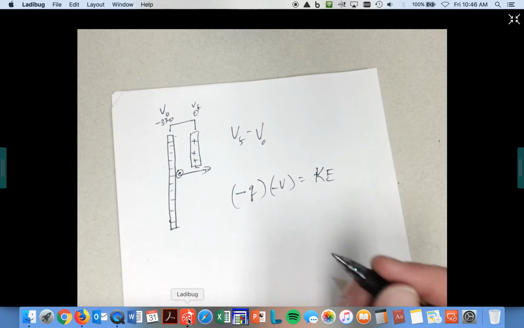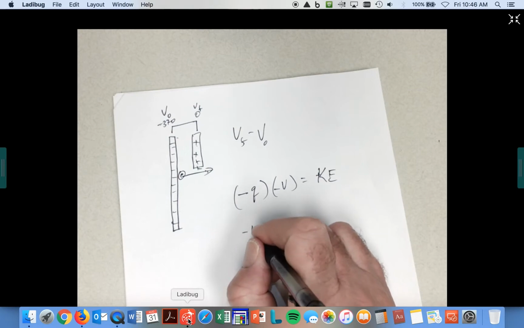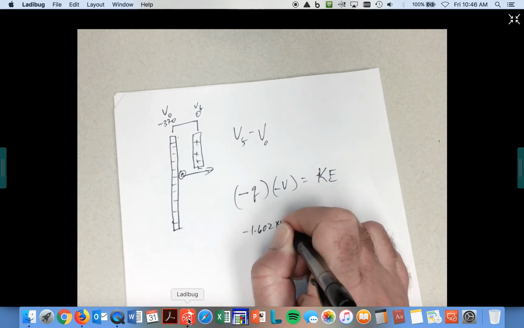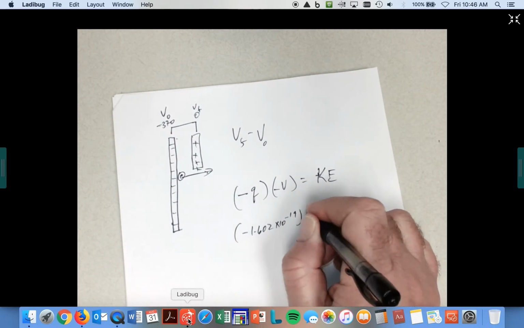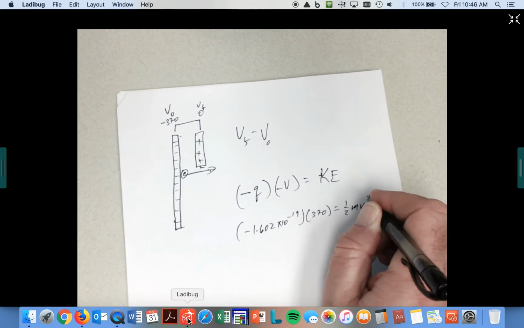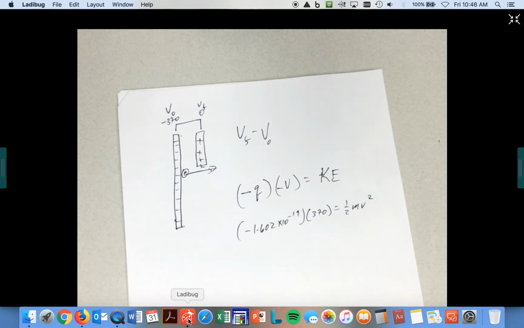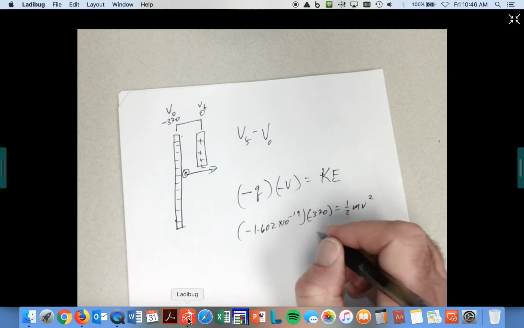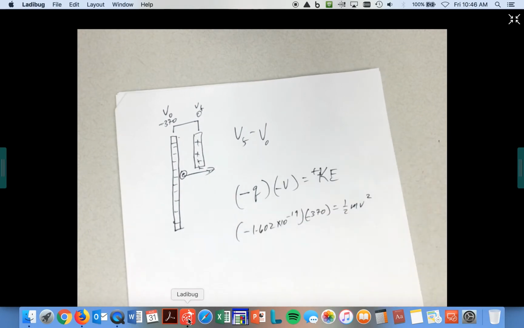All right, so we've got that. We've already done this. So it's negative 1.602 times 10 to the negative 19 times negative 370 is equal to 1/2 mv squared, all right? We did that in class. So you're on your way. Oh, this is negative. So make sure that your kinetic energy is positive, and then you set that up that way, all right?